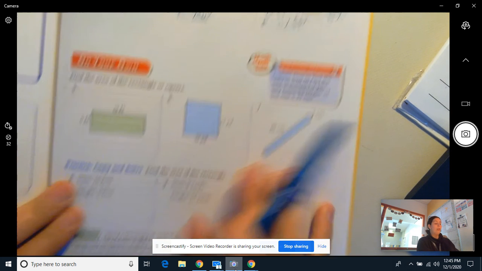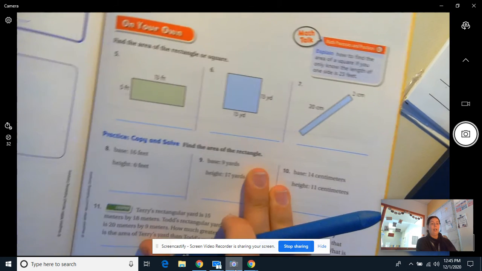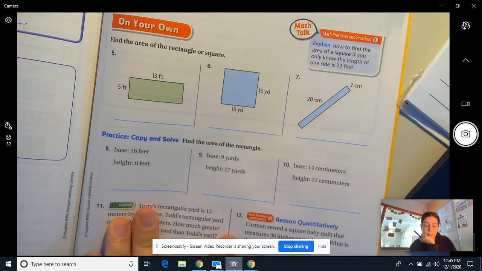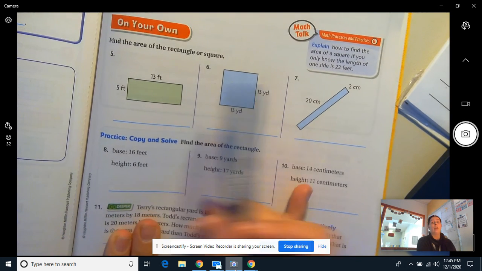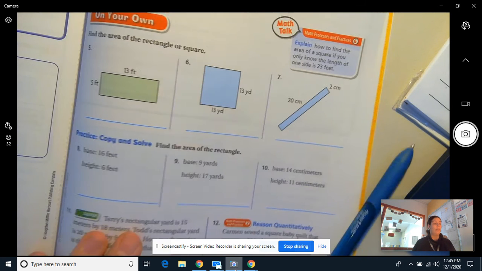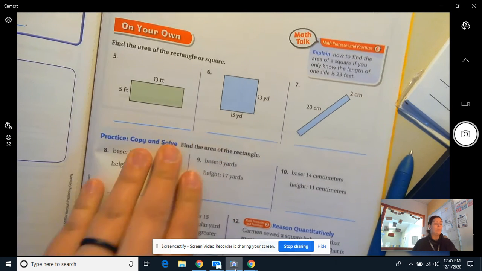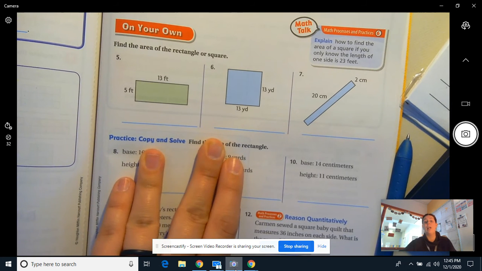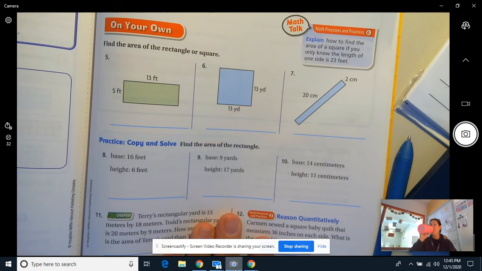Awesome. On your own, do 5, 6, 7. I'm going to be calling on friends for these, so I'm going to give you a little bit of time to work. This one does not give me space. I probably should grab a scrap sheet. If you do not have one, go get one. You might need it.